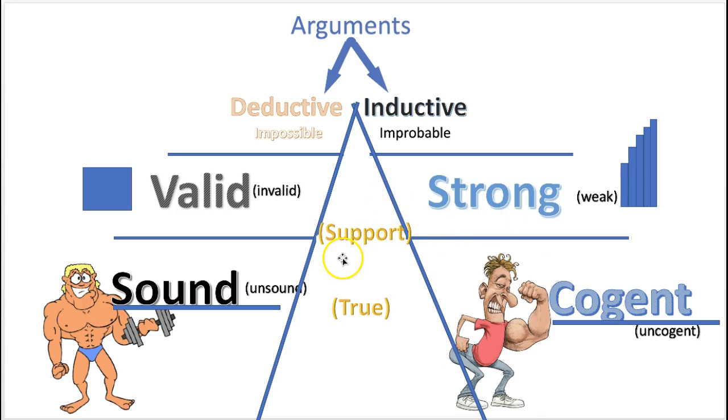So the first step is just, do they support the conclusion? Inductive, if yes, then it's strong. Deductive, if yes, then it's valid. Doesn't matter if they're true. True is the next step to get down to this tier.